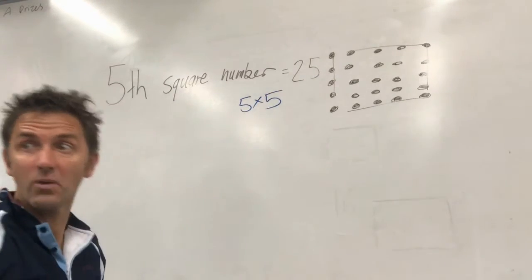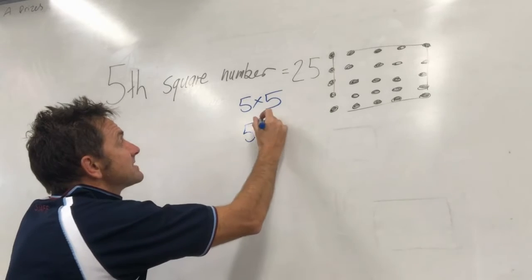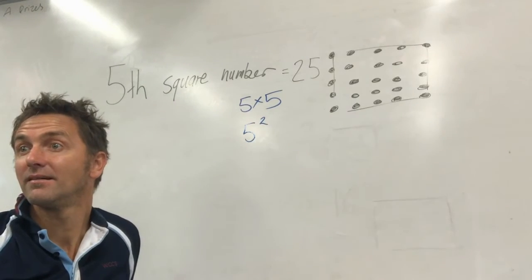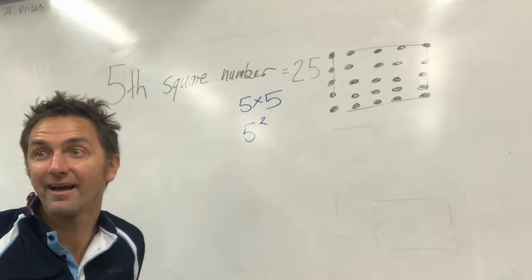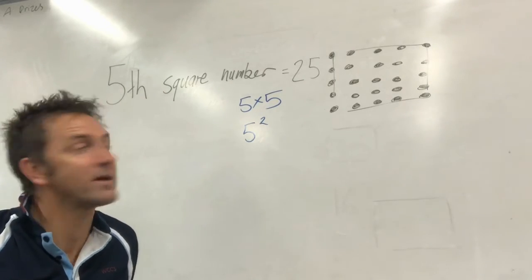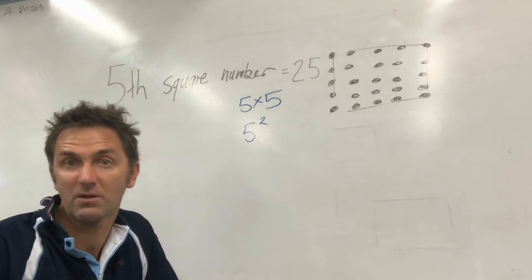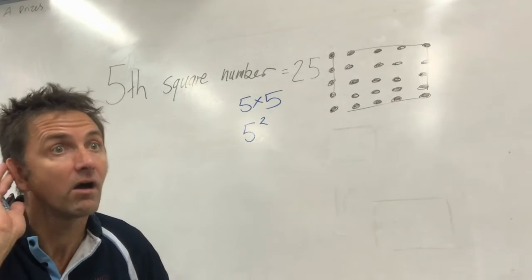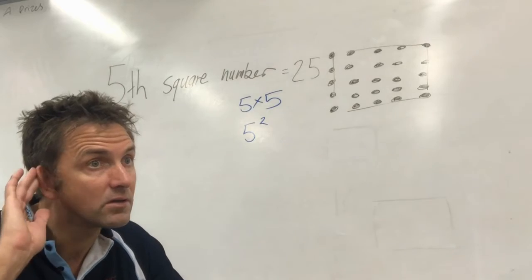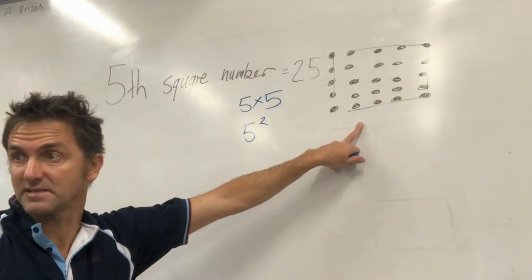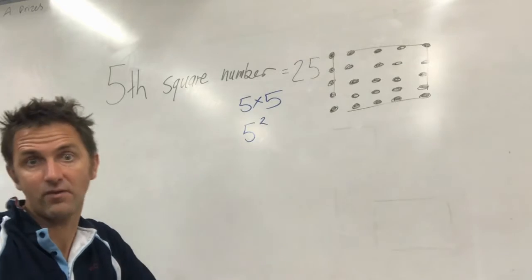Or, you know what? I'm ready to blow your mind. Or 5 squared, because that little 2 means squared. Remember that? So it's the same as saying 5 times 5 or 5 squared. And what's 5 squared? It equals 25. Look, what happens when you make 5 a square? It equals 25.